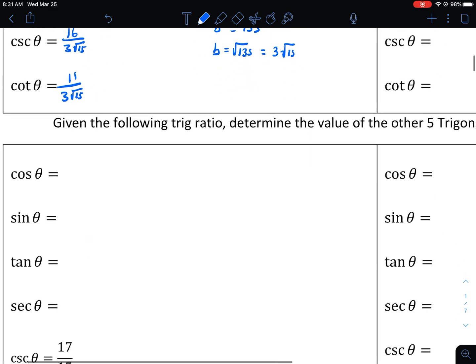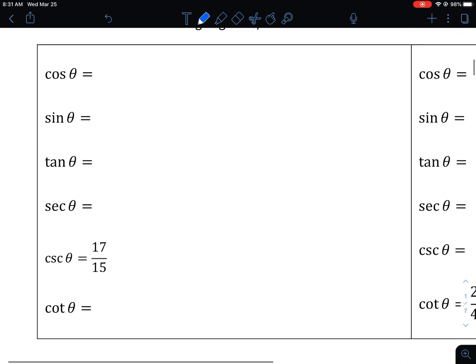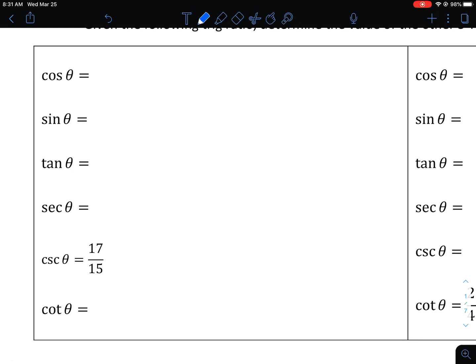Now let's look at an example. It's similar but a different approach. Here I give you the value of a trig function, basically its ratio, and I want you to determine the values of the remaining 5 trig functions based on the fact that in this one, cosecant of theta, whatever theta is, is 17 divided by 15. Now, I can create a right triangle based on that ratio.